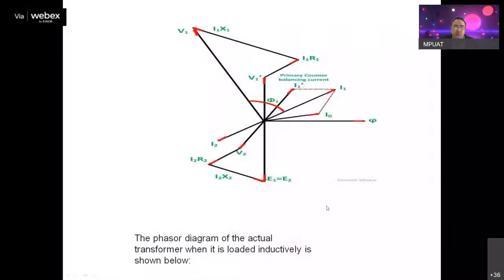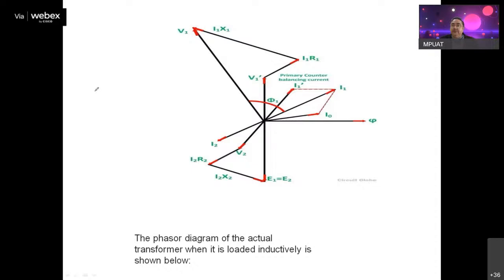So now I am placing before you the phasor diagram of a transformer when it is inductively loaded. When I say inductively loaded, it means there is a resistance and inductance, both are there. First of all, let me clear the concept: what does this mean, what is the voltage and current relationship? Phasorly, how will you conclude the phase relationship between voltage and current?